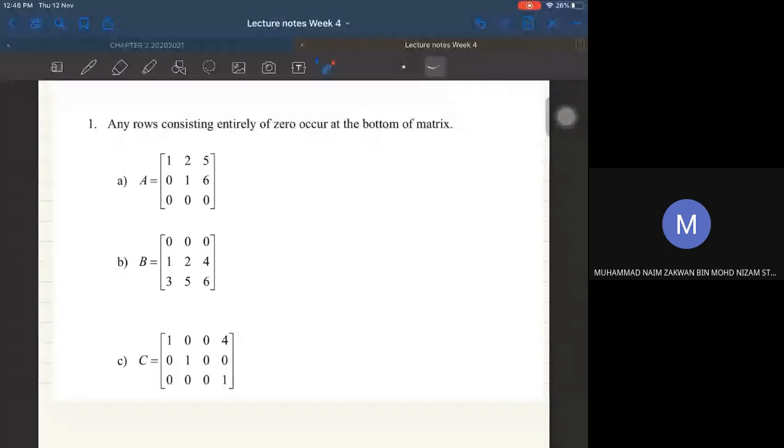So the first condition earlier: any rows that are all zero must be at the bottom. So the first one here, is this REF or not?